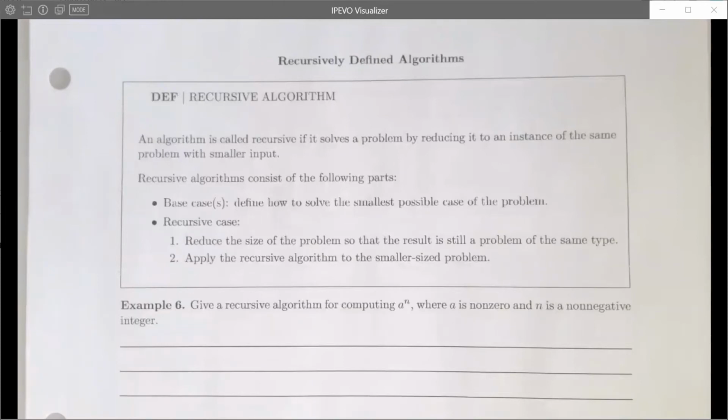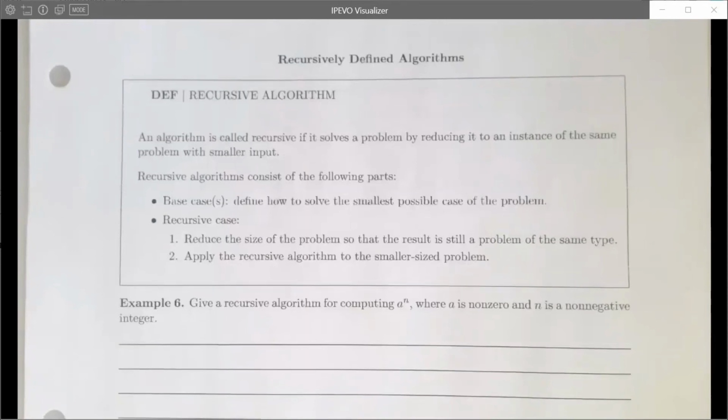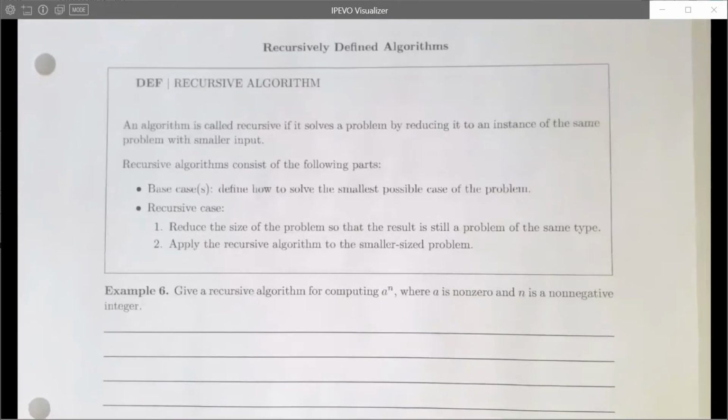And then we apply the recursive algorithm to the smaller sized problem. And so to exemplify this process, we're going to look at example 6, which reads, give a recursive algorithm for computing a to the n, where a is non-zero and n is a non-negative integer. So we've already come up with a recursive function, but not a recursive algorithm.